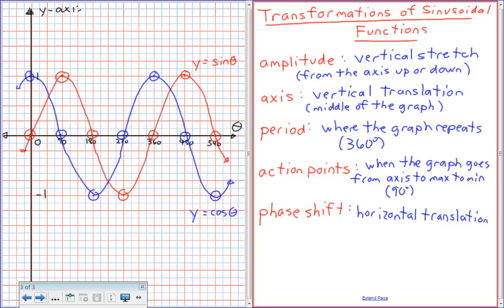So make sure. Because I'm cruel. That's why. You guys ask me why I do so many graphs.